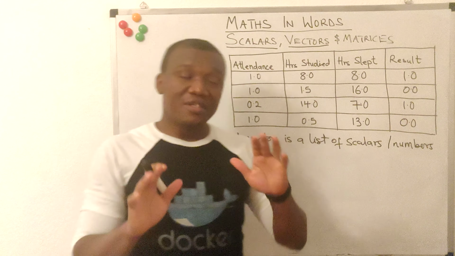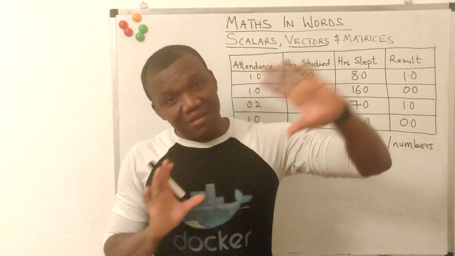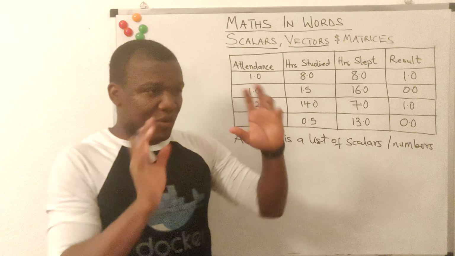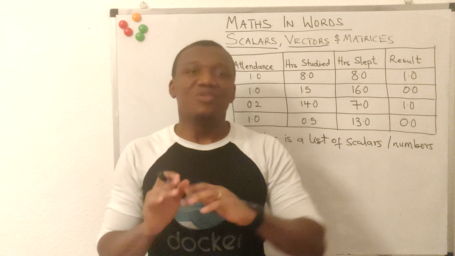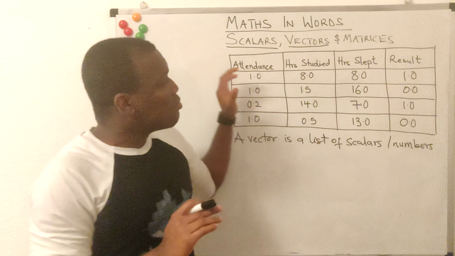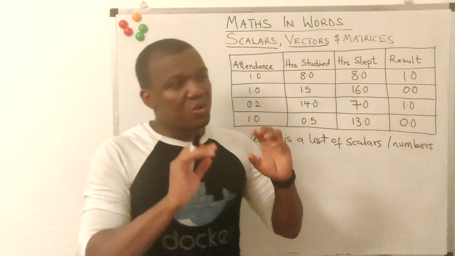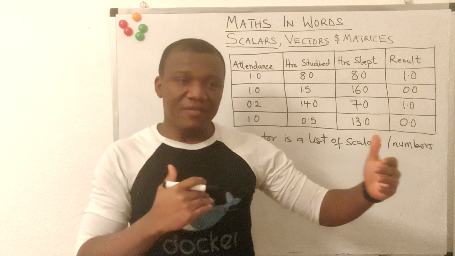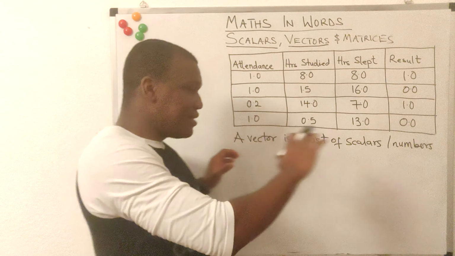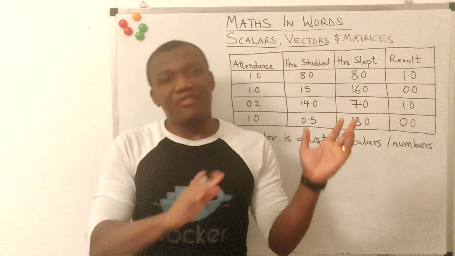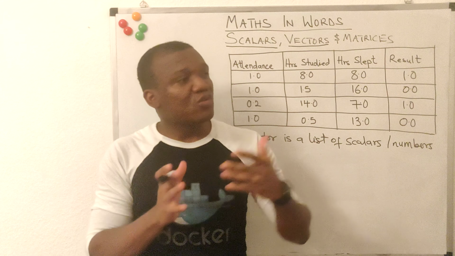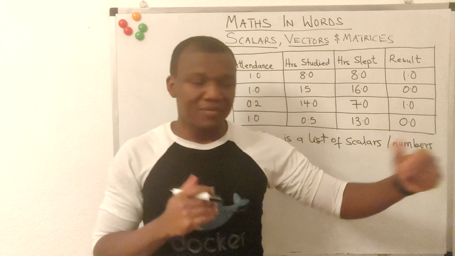In geometry, a vector is something else. It is a quantity that has a magnitude and a direction. But as far as machine learning or deep learning is concerned, we are going to treat a vector as just a list of scalars. And from the previous video, you learned about what a scalar is.